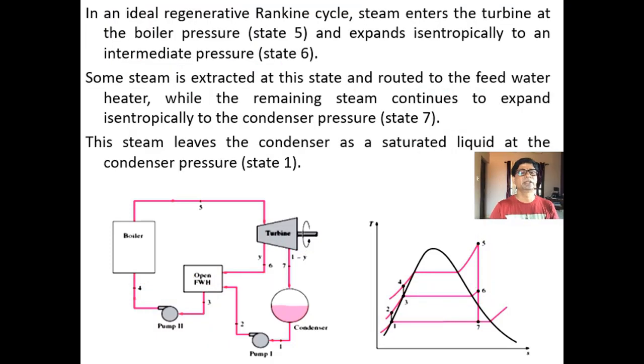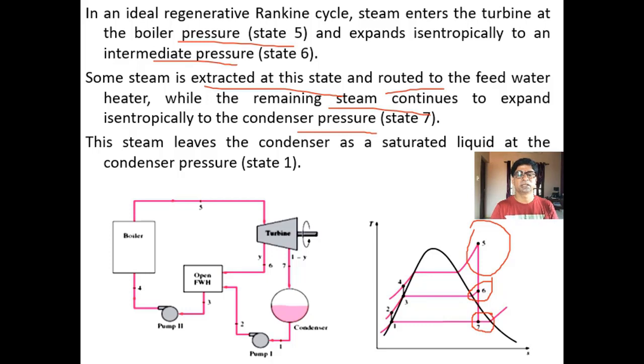The ideal regenerative Rankine cycle. In the ideal regenerative Rankine cycle, the steam enters the turbine at boiler pressure, state 5. This is the entry point to the turbine, and it expands isentropically to an intermediate stage at 6. I am just going through this explanation. Steam extracted at this state is routed to the feed water heater, while the remaining steam continues to expand isentropically to the condenser pressure at 7.